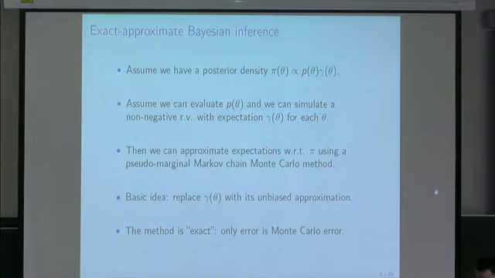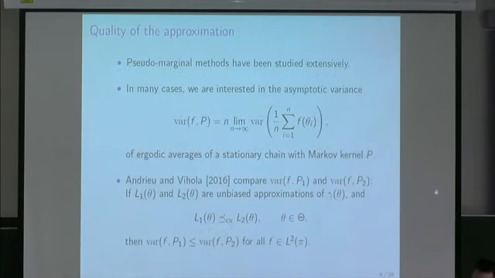So these methods are exact. The only error is Monte Carlo error. Obviously, there are questions about how good the unbiased approximation needs to be for the method to be good, and people have significantly addressed many of those questions already. So I'm not going to go into much about the extensive literature on how we might quantify the performance of these algorithms based on the quality of the unbiased approximations.